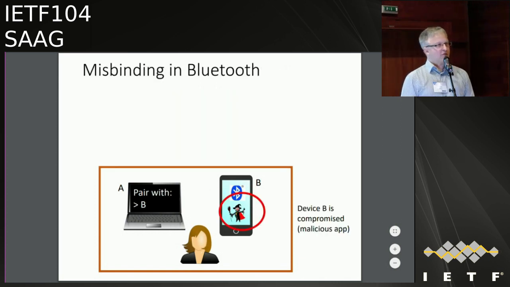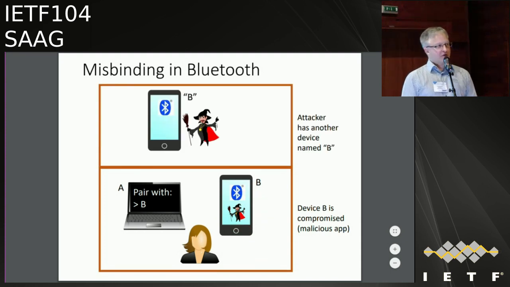So in misbinding, as always, one of those devices has been corrupted. In this case, it could be just a malicious app on the mobile phone that can control the screen and spoof the pairing user interface. So not any more corrupted than that. And in the next room, we have the attacker with the second phone. And in Bluetooth, they can just name that phone B, or if they couldn't, then they could modify the messages on the air to pretend that it's B. And now the user chooses B, but the wrong B, and the key exchange happens between the two wrong devices.